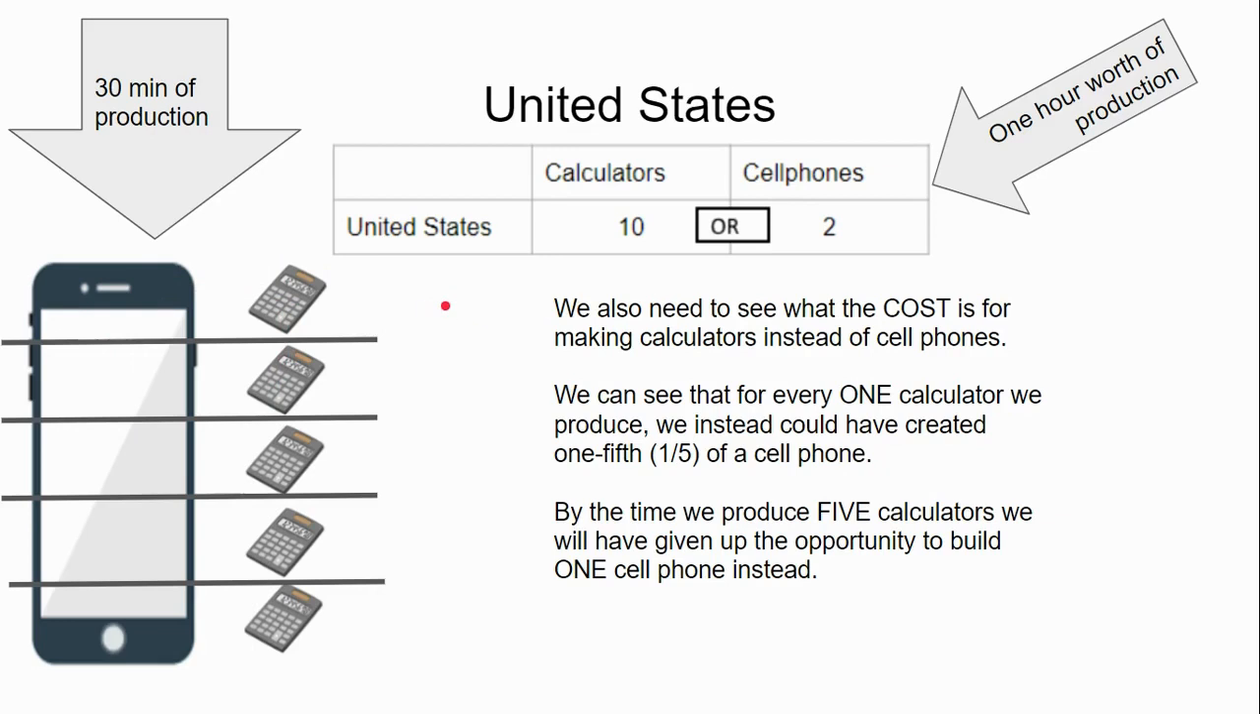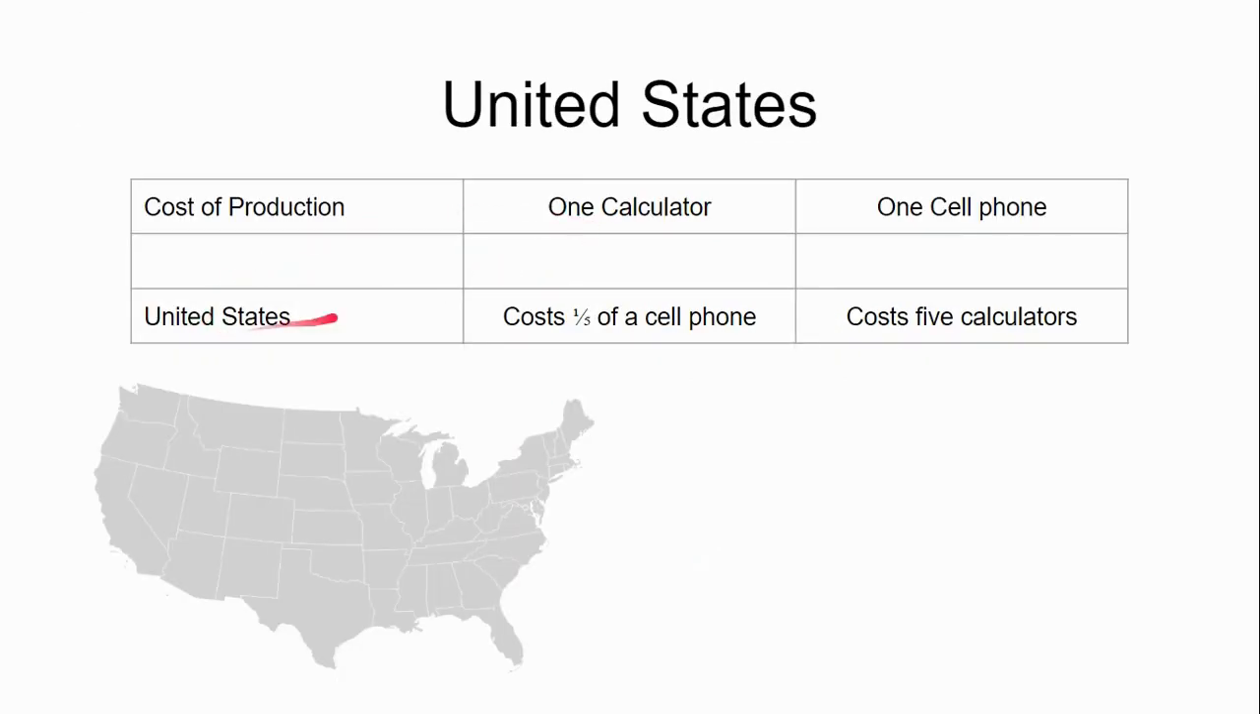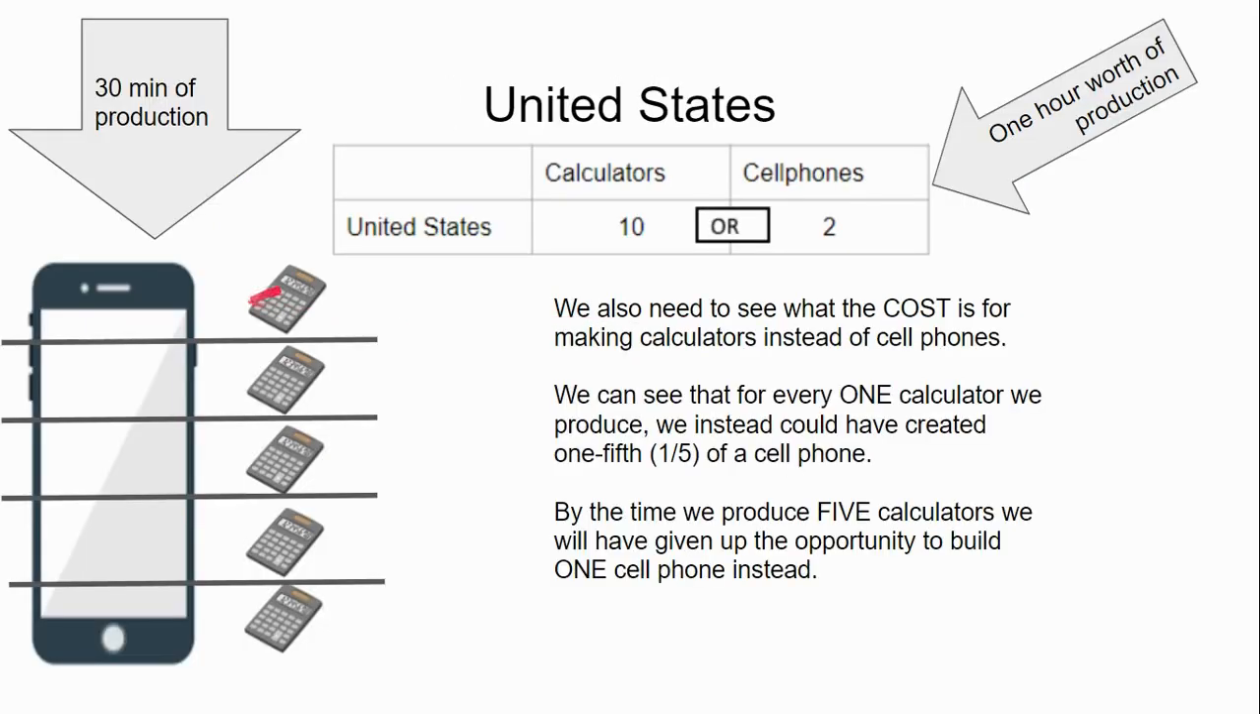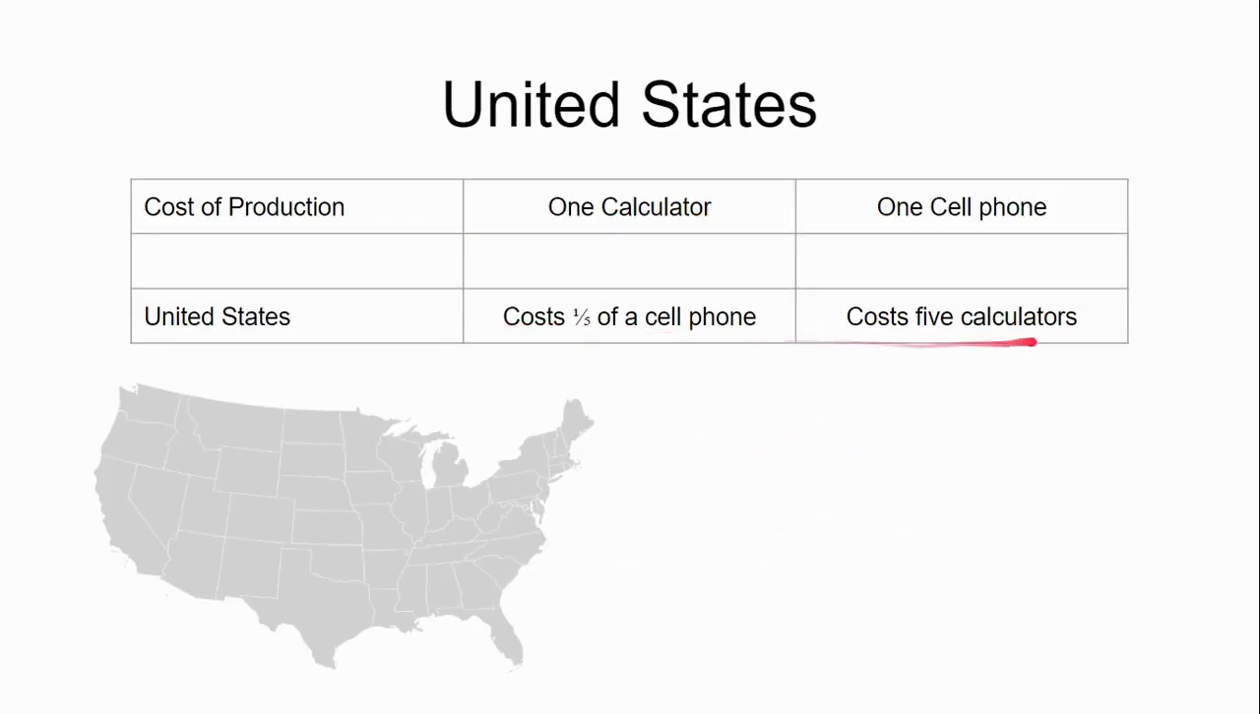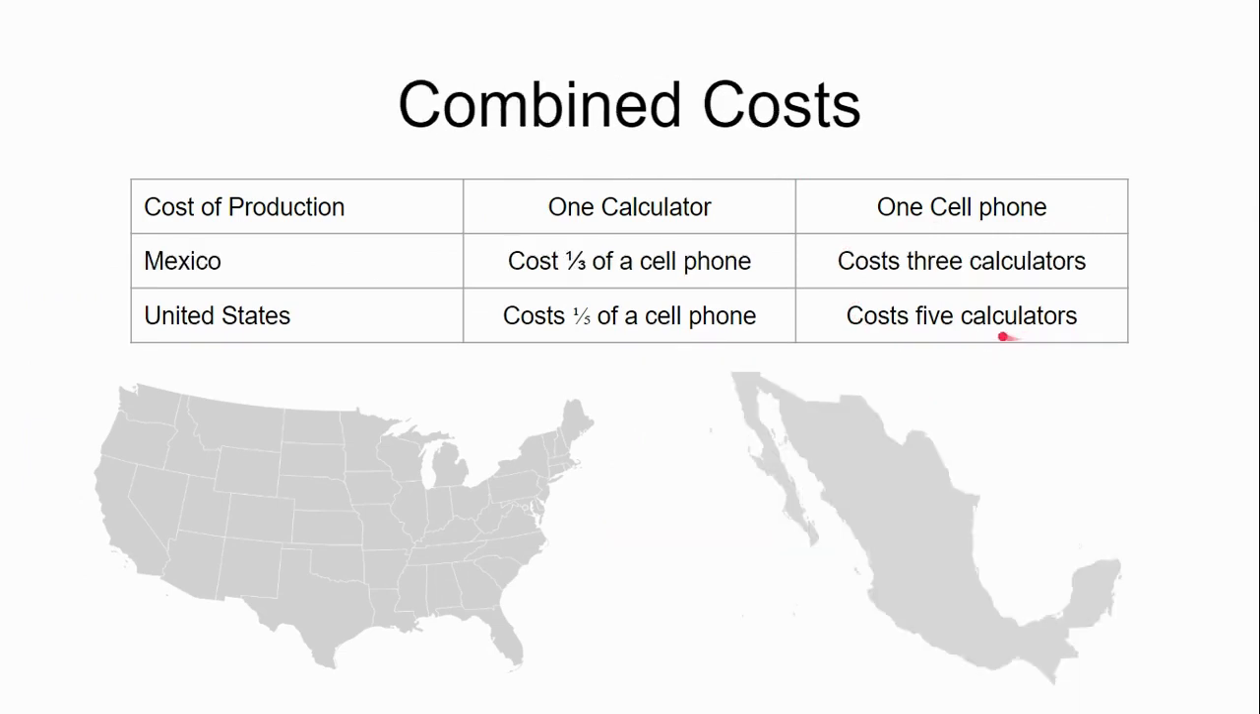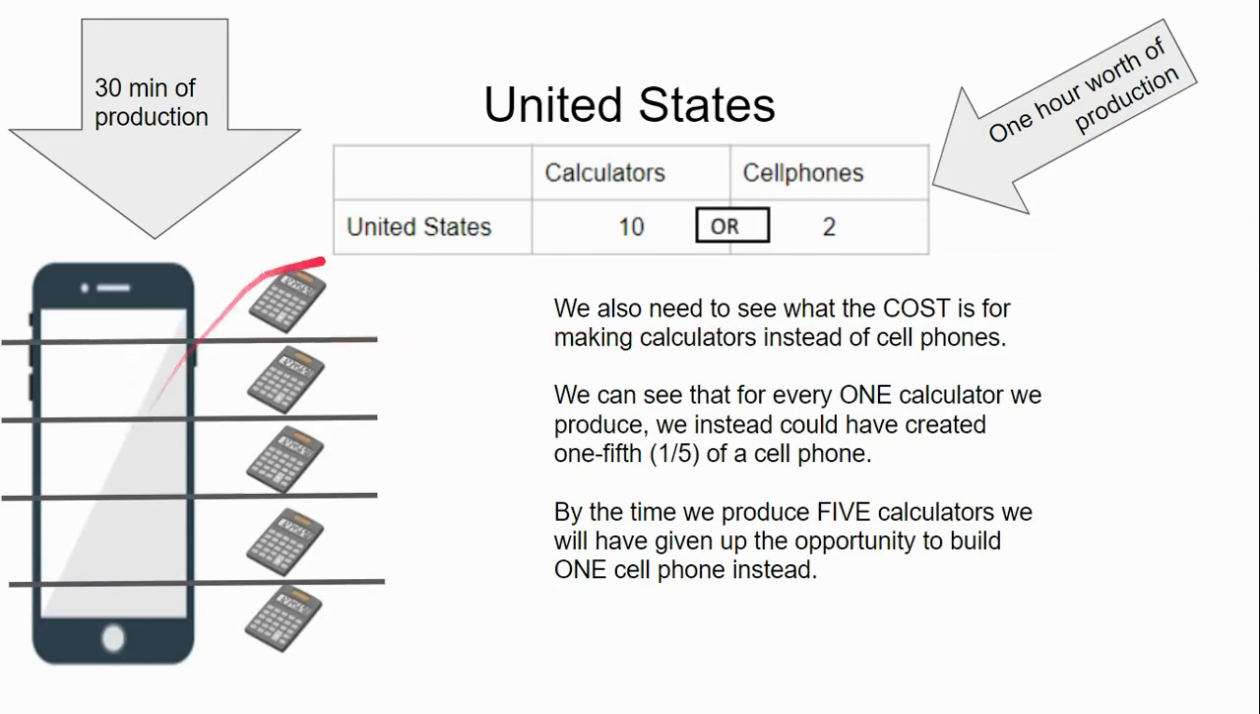So that is the trade-off cost there. As you can see in the United States, the cost of one calculator is 1/5 of a cell phone, right? One calculator here costs 1/5 of the cell phone. And likewise, for one cell phone, it costs me 5 calculators. So one entire cell phone or 5 calculators. It's one or the other.